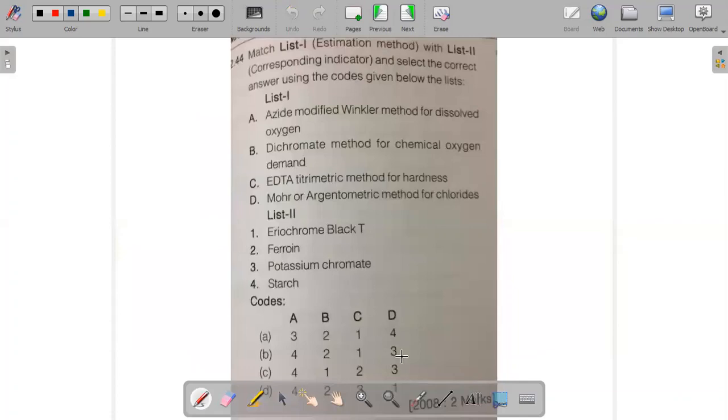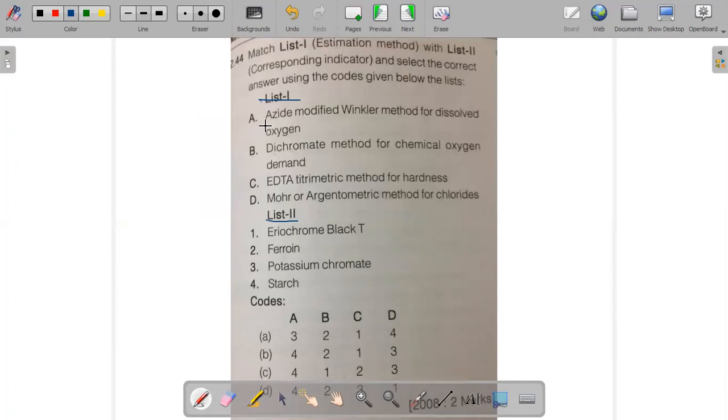This is the match the column question. This question is also from GATE 2008, a 2 marks question. Let's discuss it. Here we have a match list of list 1 and list 2. We need to match these. In list 1 we have the estimation method, in list 2 we have the corresponding indicator, and select the correct answer using the code given below the list.